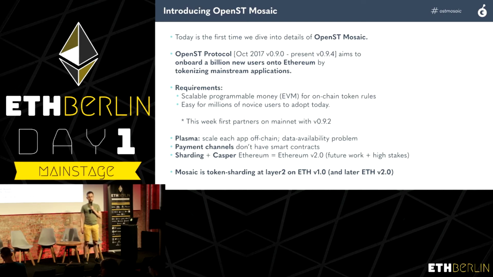A lot of really good work has gone into sharding plus Casper. Raul talked earlier today about Ethereum version 2.0. That is amazing work, but it's future work. It also has high stakes, moving Ethereum from version 1 to version 2. So what we want to contribute today is Mosaic. It's a concept of token sharding, which is layer 2 scaling on the existing Ethereum. Personally, I hope the work we're doing can strongly feed back onto Ethereum version 2.0, in both ways, as a learning and testing ground.